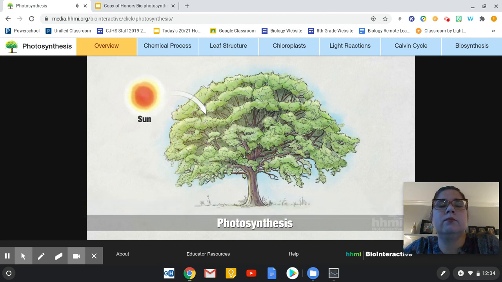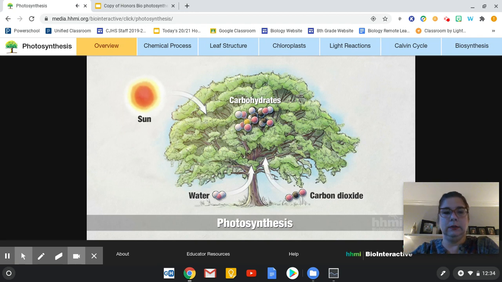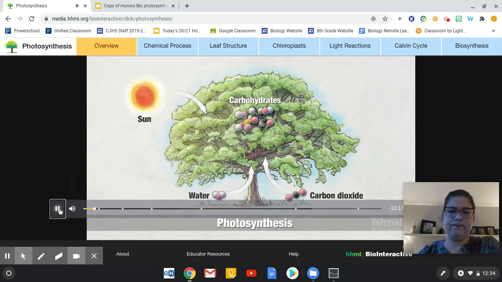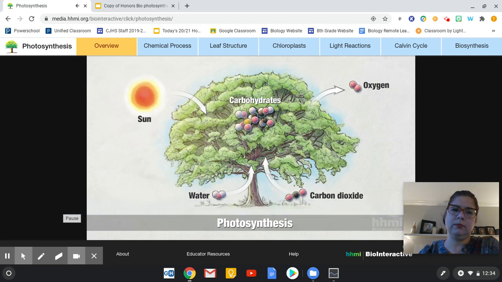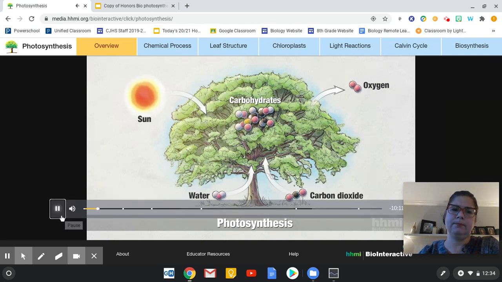These organisms produce carbohydrates from simple building blocks like water and carbon dioxide from the environment. And in the process, they release oxygen. Photosynthesis nourishes almost the entire living world.